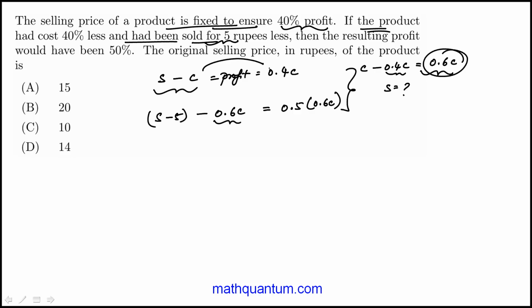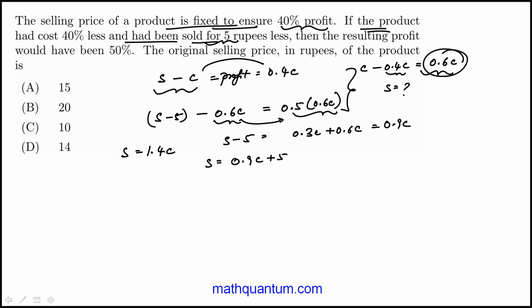So here, combine the C terms. That becomes S is 1.4C. Same here, S minus 5. This is 0.3C, and then plus 0.6C. I'm moving that term here, 0.9C. So S is 0.9C plus 5.